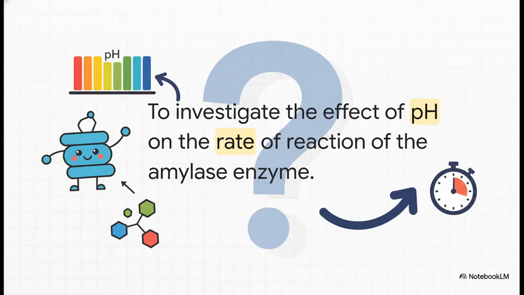So here it is, the official aim of Required Practical 5. We are going to investigate how pH, so how acidic or alkaline it is, changes the speed or the rate at which amylase gets its job done breaking down starch.